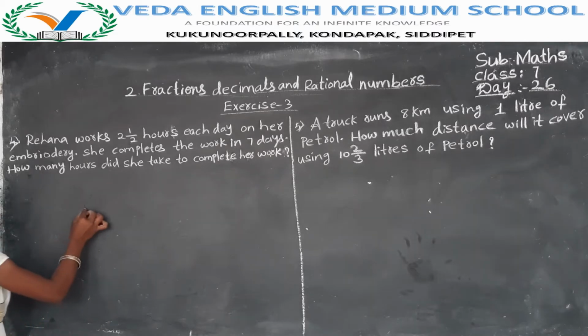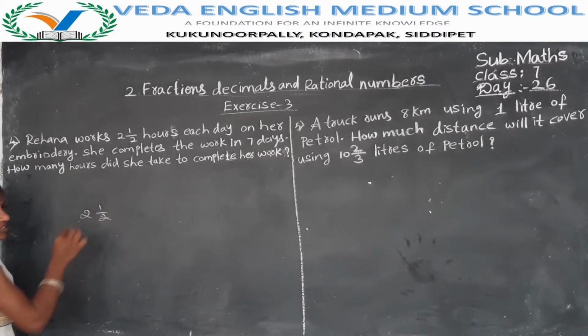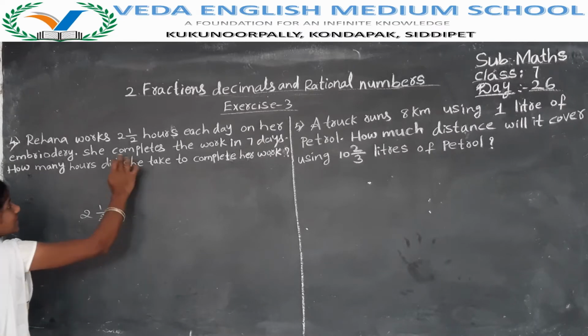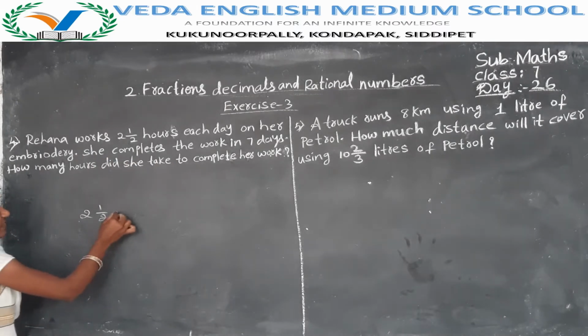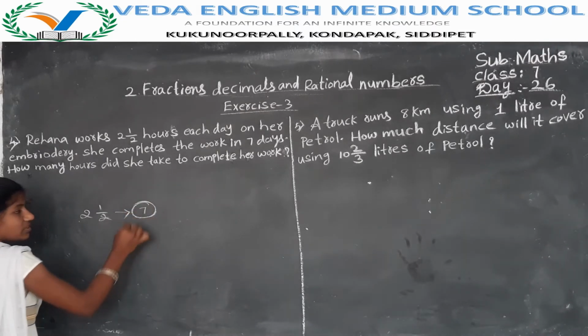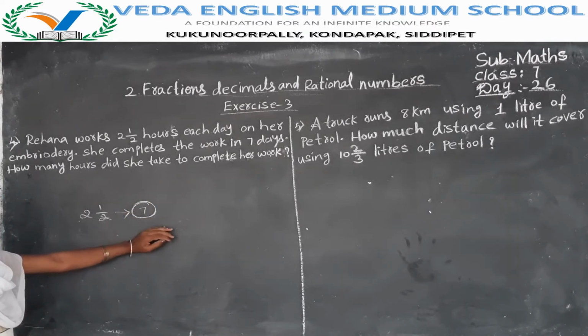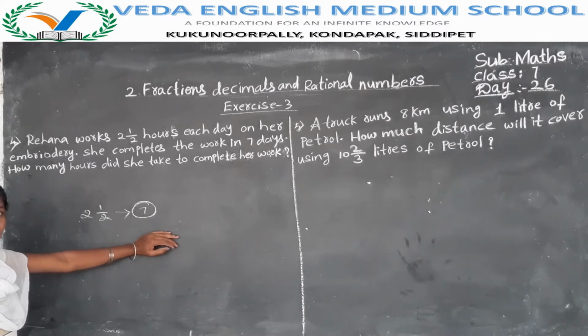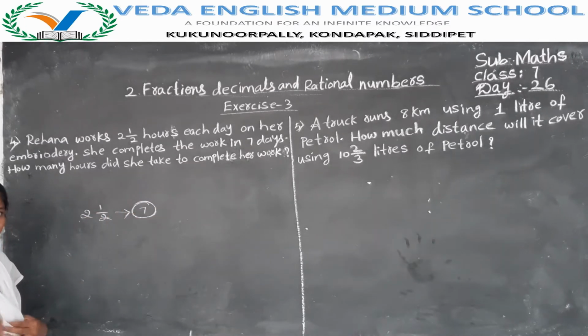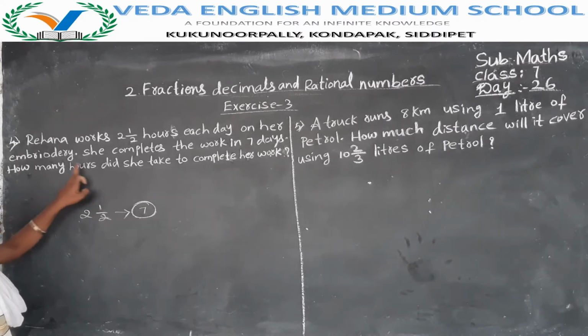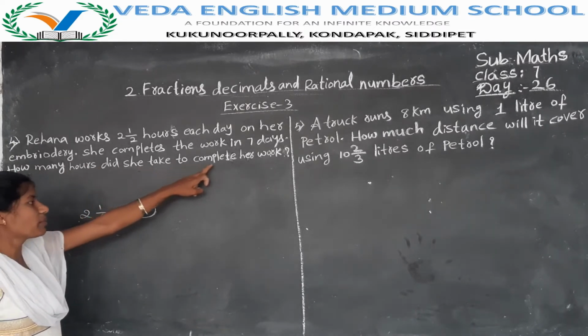Now daily she is working 2.5 hours, and working like that she completes the work in 7 days. Now we have to find these 7 days in hours. If daily it is 2.5 hours, we have to find out how many hours for 7 days. Understand? How many hours did she take to complete her work?